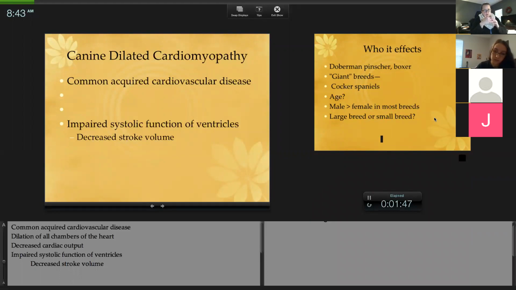So the stroke volume is the amount of blood being ejected. They have to measure that with an echocardiogram. You can't determine cardiac output without an ultrasound of the heart. But we can get a heart rate. But that's all interrelated.